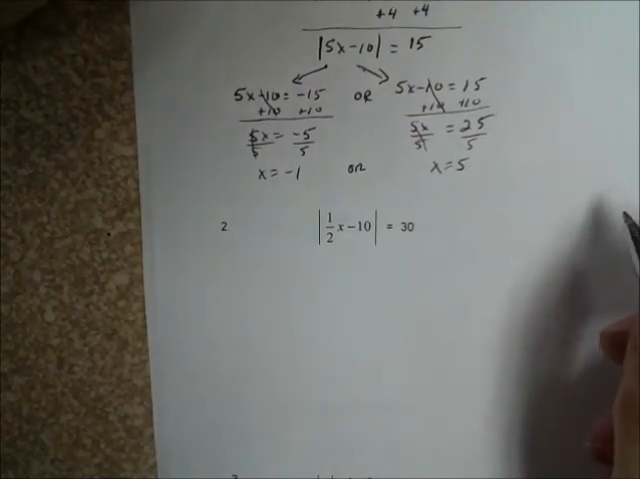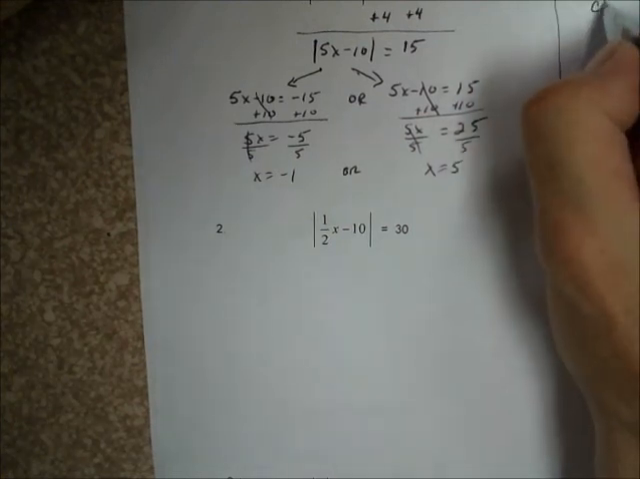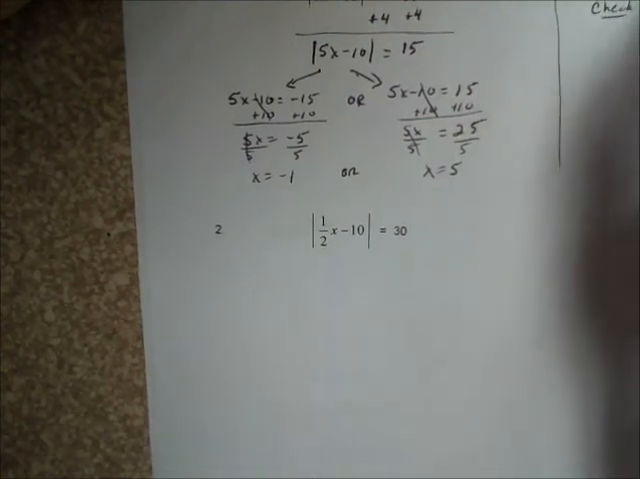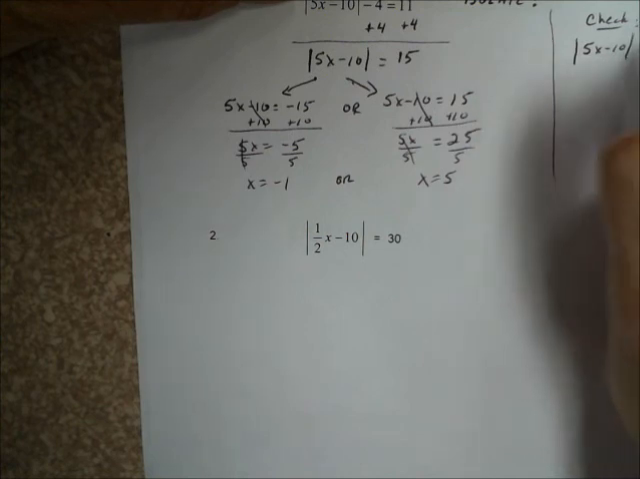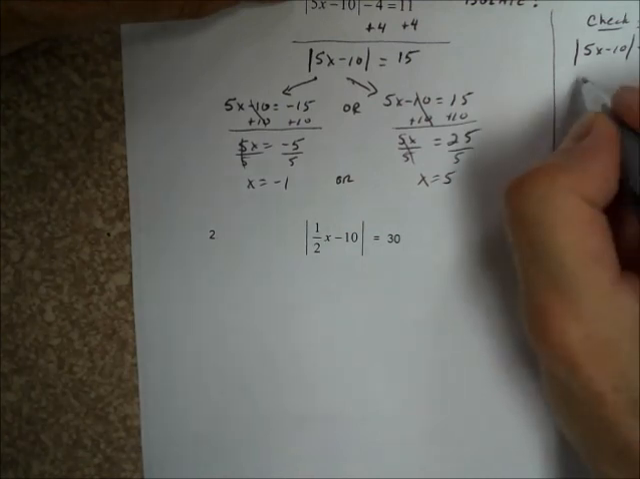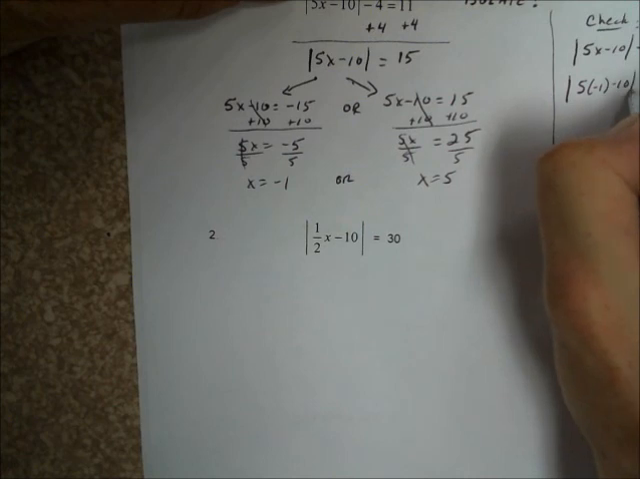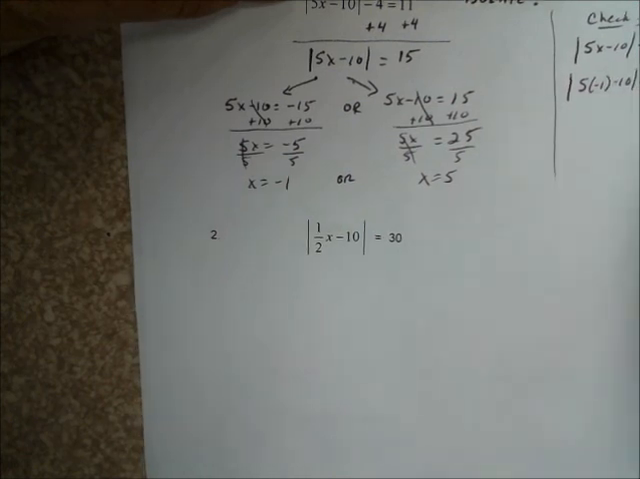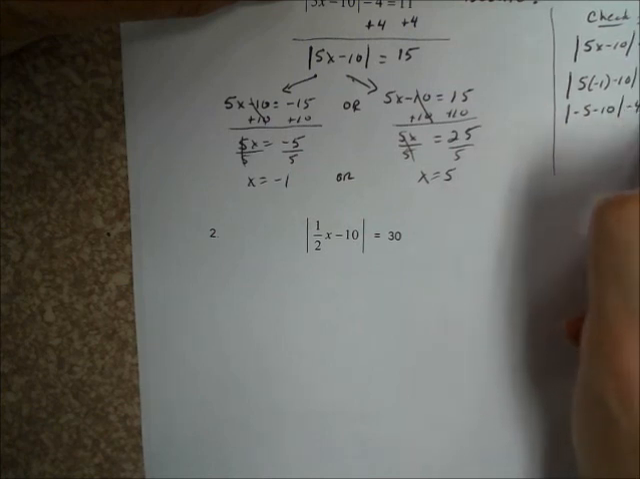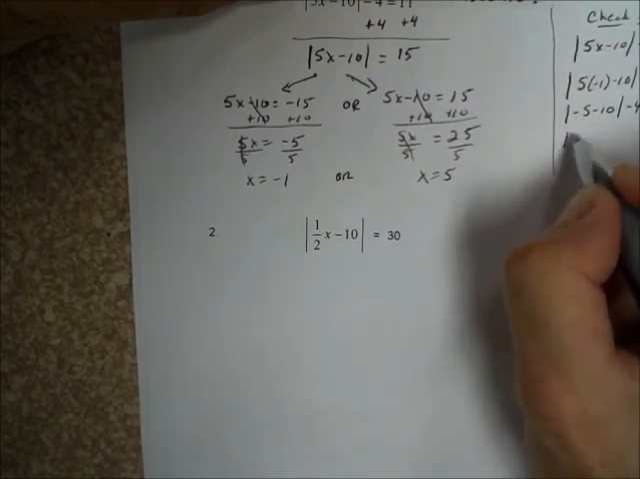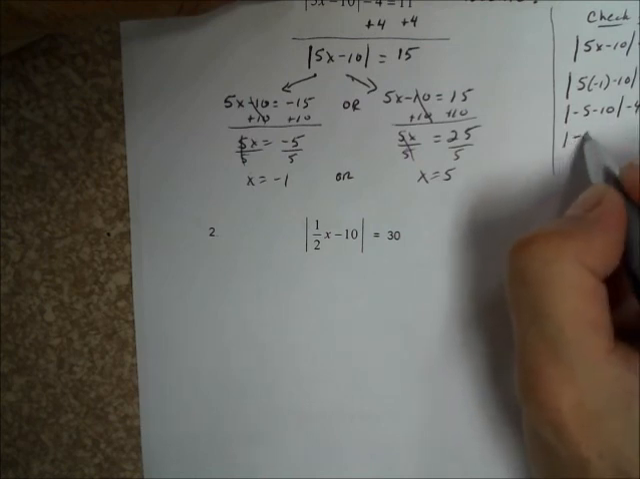And then we have to check our answers to make sure they're okay. So let's just put a check over here. And we're going to check x equals negative 1 first, but you have to check in the original equation. So it's the absolute value of 5x minus 10, minus 4 equals 11. So let's check x equals negative 1 first. So 5 times negative 1 minus 10, minus 4, does that equal 11? This is negative 5 minus 10, minus 4, does that equal 11? This says the absolute value of negative 5 minus 10 is negative 15.